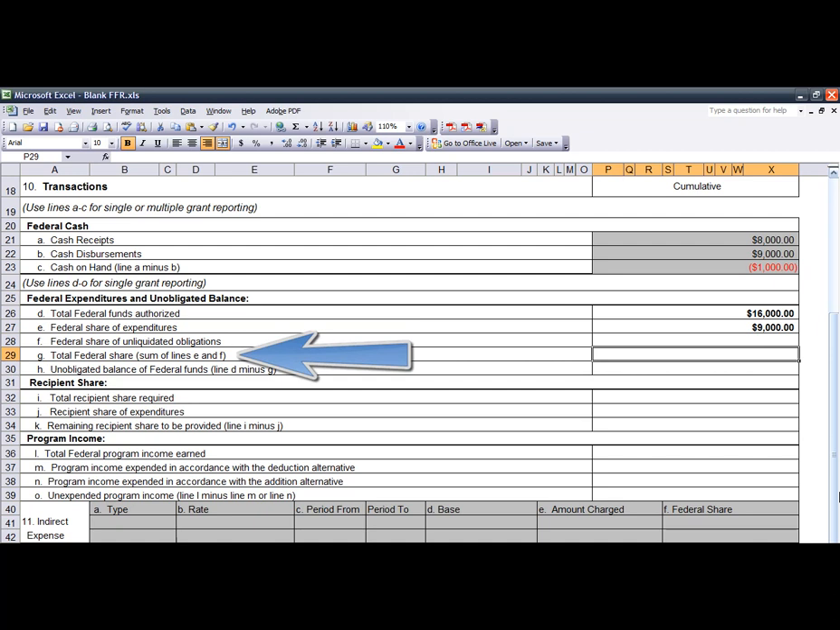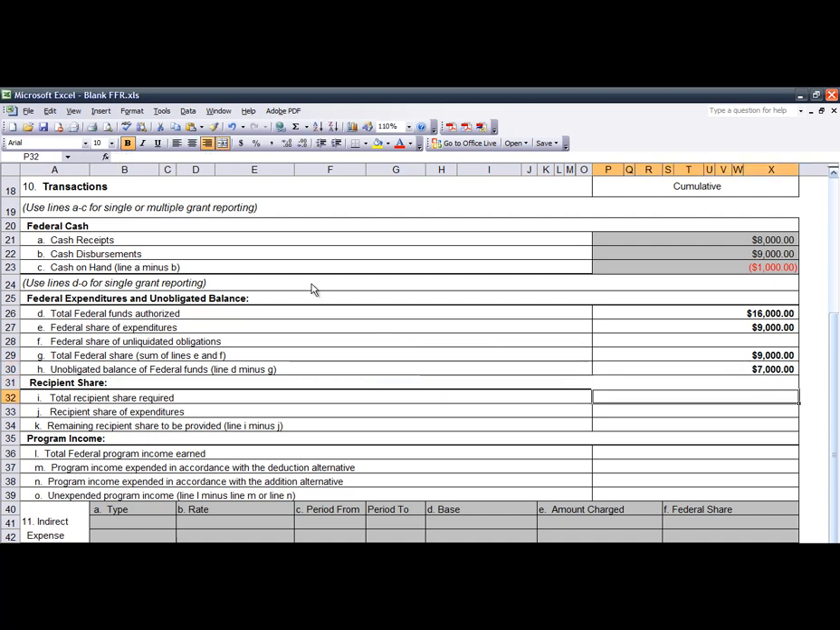On line 10G, I'm simply adding the sum of lines 10E and 10F. And for this example, obviously that's $9,000. And on 10H, I'm entering the amount of line 10D minus line 10G, which gives us $7,000.